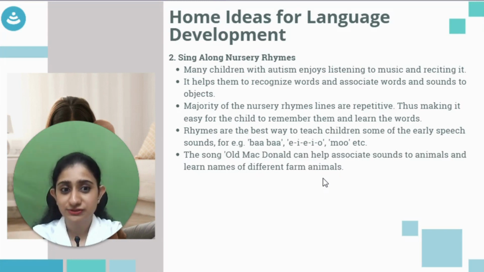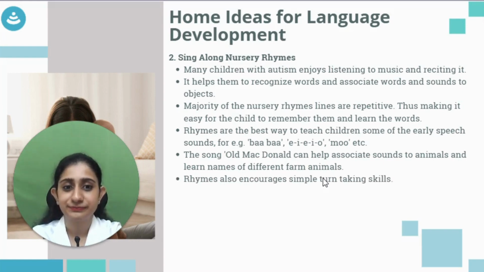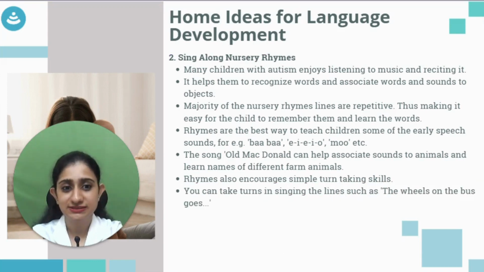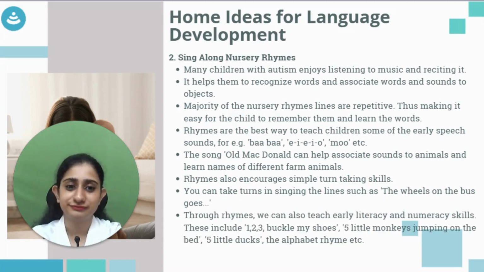The song Old MacDonald can help associate sounds to animals and learn names of different farm animals. Rhymes also encourage simple turn-taking skills. You can take turns in singing the lines, such as the wheels on the bus go, and then you can wait and let the child finish it for you.